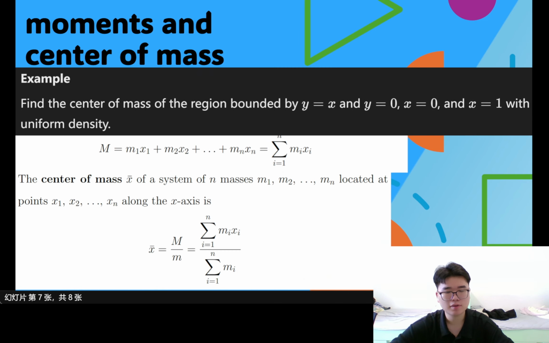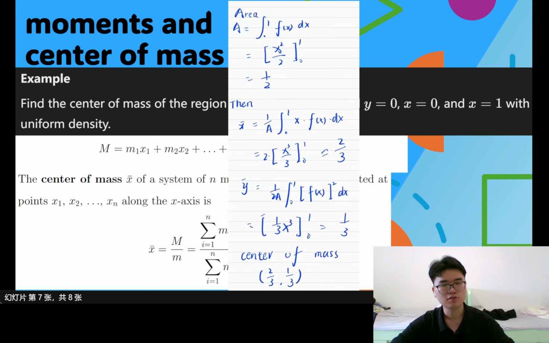Find the center of mass of a region bounded by y equal to x and y equal to 0, x equal to 0, and x equal to 1 with uniform density. How to calculate this one? How to solve the problem? Here I will show you my steps. First, we need to calculate rho, the density. The rho formula is simple. We just put in the numbers, and we'll get the answer. It's easy.